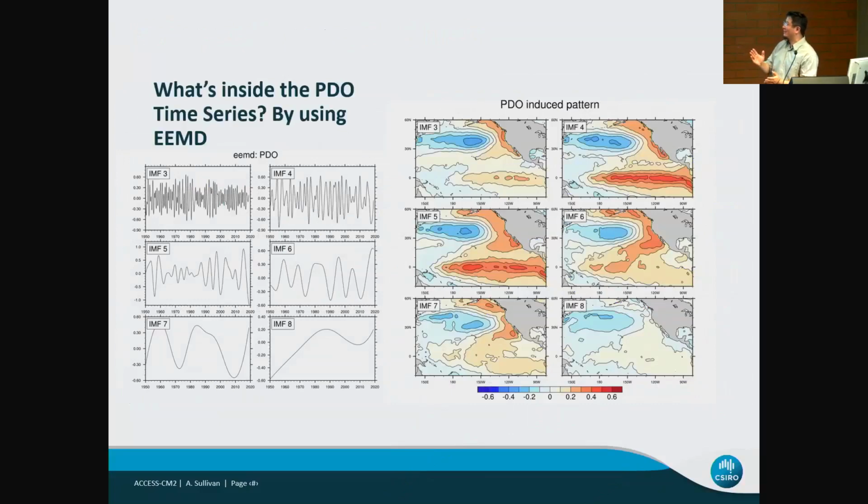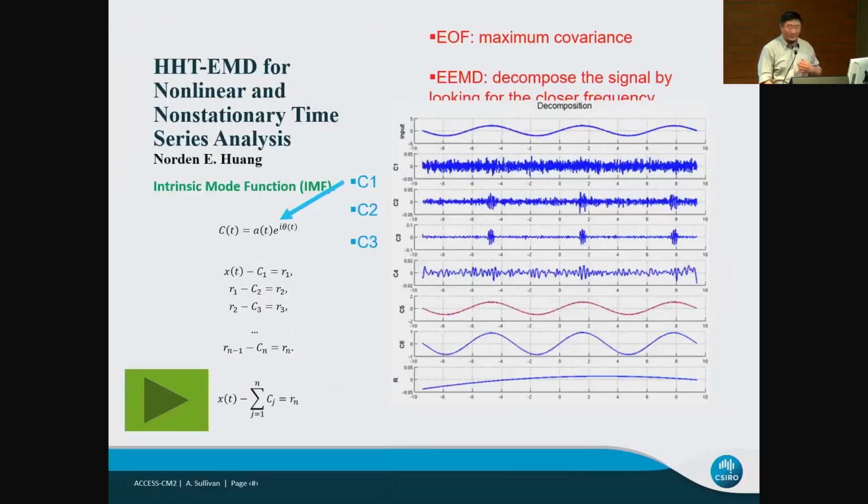I just downloaded the PDO from the website. I don't want to generate it by myself, so I just use the observation data and then decompose it into 8 modes. The first two I just throw away because they are high frequency. I don't bother. So from here you can see there are three, each one C1, C2, C3, we call it. There's a name for that. It's like a mode in the EOF, but we don't call it a mode because a mode is fixed. This mode is a function of time, so we call it an intrinsic mode function. It's a function. It's not just a fixed mode. It varies with time.